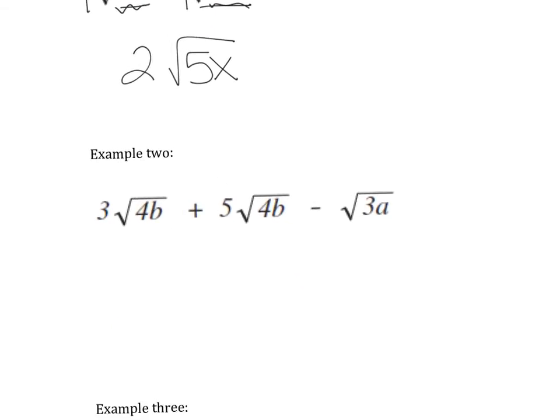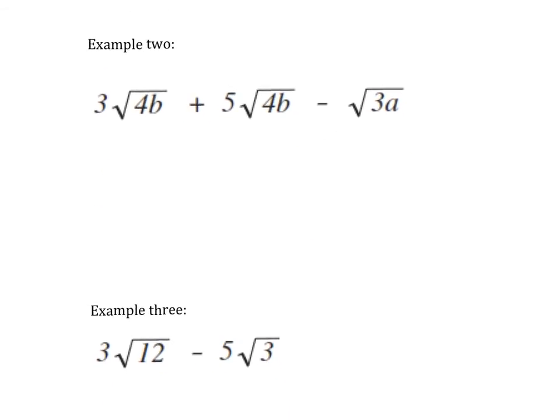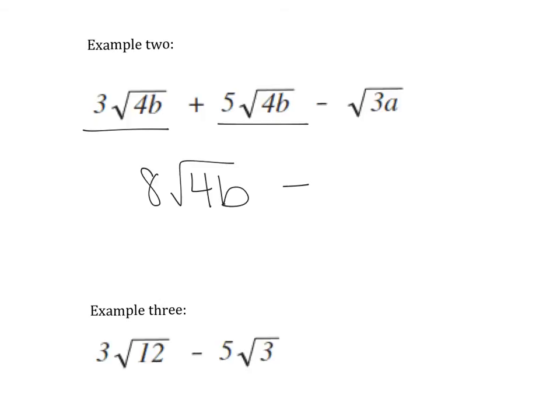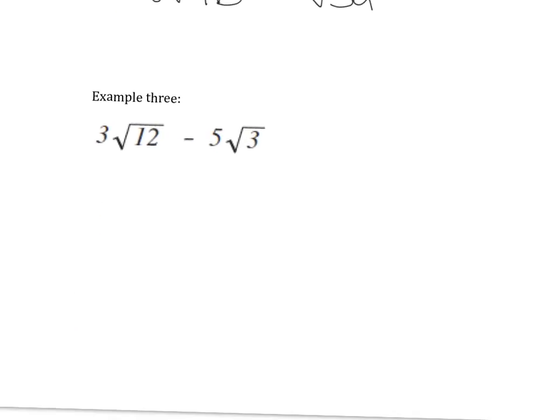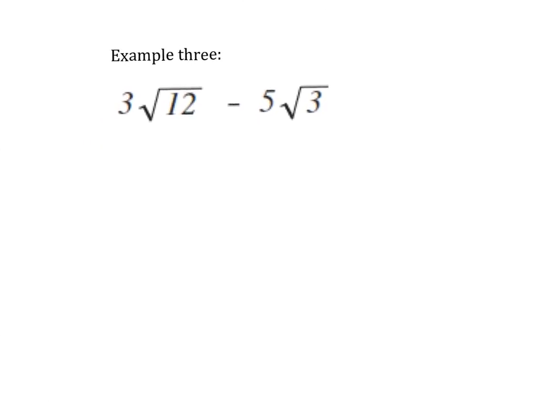Example 2, we're going to look through the problem, and I see that we have 4b and then 4b. So those two terms I'm going to add together and get 8 square roots of 4b. And then the square root of 3a is just going to remain the same because we don't have anything to add to that. Next one, we can't add them together.